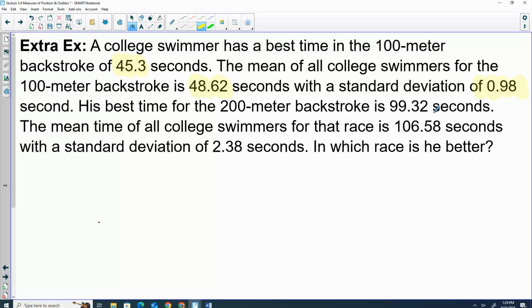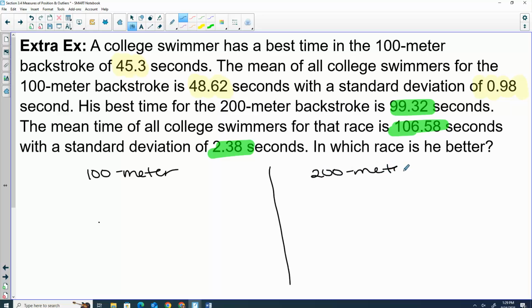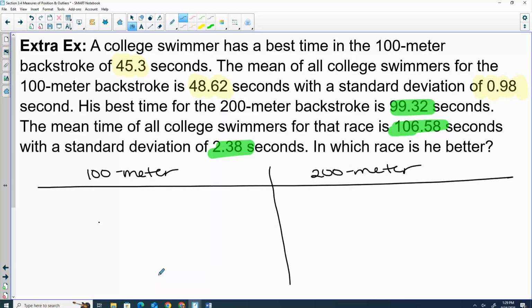And then I go on to talk about his best time for the 200-meter. It's 99.32. The mean is 106.58, standard deviation of 2.38. I want to know in which race is he better. So I have to compare the two. What did we talk about finding yesterday to compare two different sets of data? The z-score.